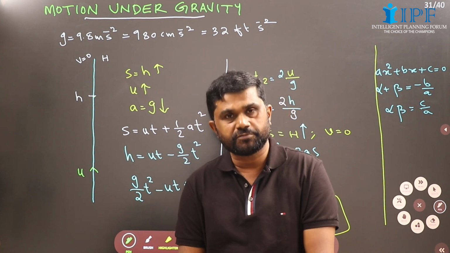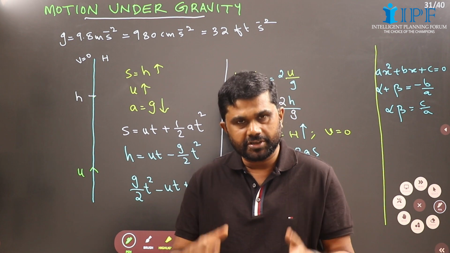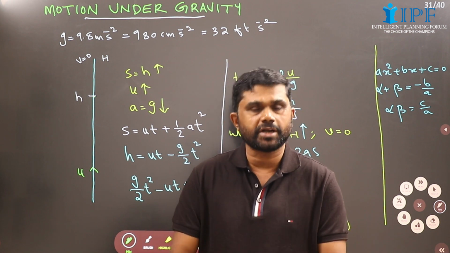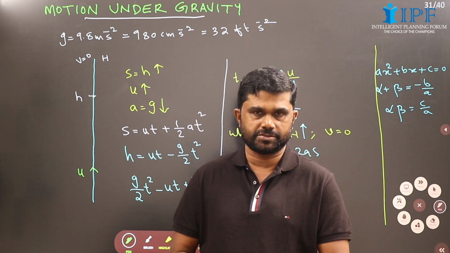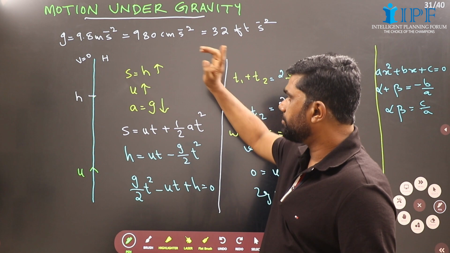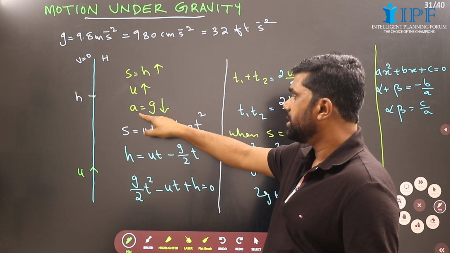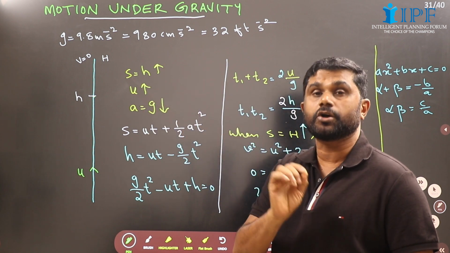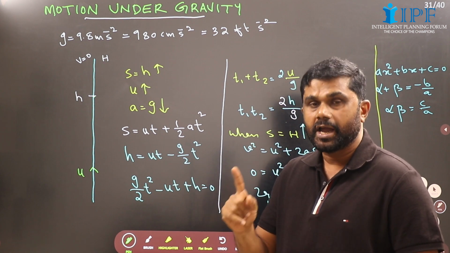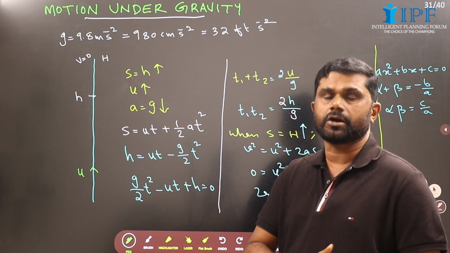When the body moves upwards, acceleration due to gravity is downwards. When the body moves downwards, then also acceleration due to gravity is downwards. So there are displacement directed upwards, initial velocity upwards, and acceleration due to gravity directed downwards. There are quantities directed upwards and also quantities directed downwards.